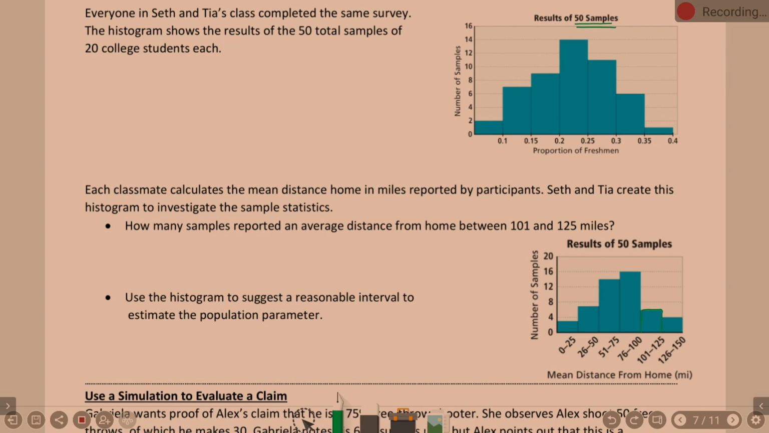Along the bottom, you'll notice that these are the results of proportion of freshmen, so 0.1 up to 0.4. Along the left, it talks about number of samples. What shape does this have?